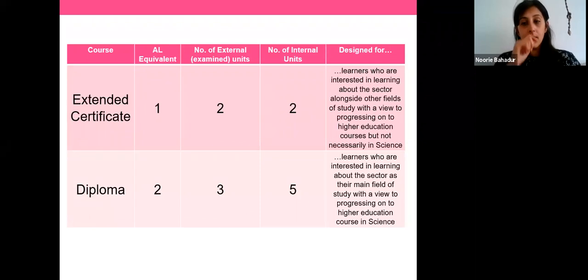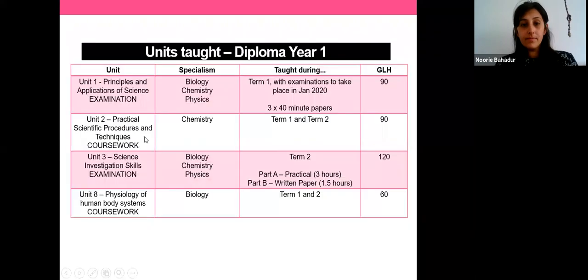So the extended certificate is equivalent to 1 A-level, and it consists of 2 examinable units and 2 internal units. These are basically designed for learners who are interested in learning about the sector alongside other fields. They want to progress onto higher education, but not necessarily something in science. And then the diploma course that we offer is equivalent to 2 A-levels, and that is a combination of 3 examinable units and 5 internal units. So the internal units are your coursework units that you will complete. And the diploma course is basically designed for learners who would want to progress for a degree at higher education, which is predominantly science-based.